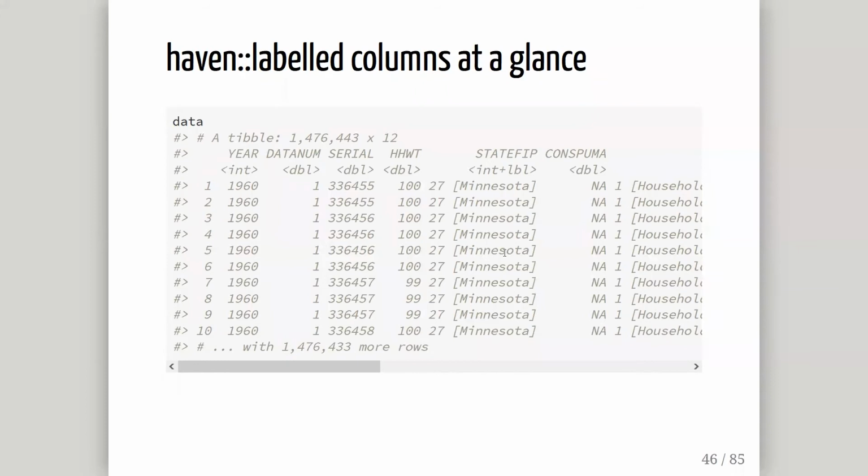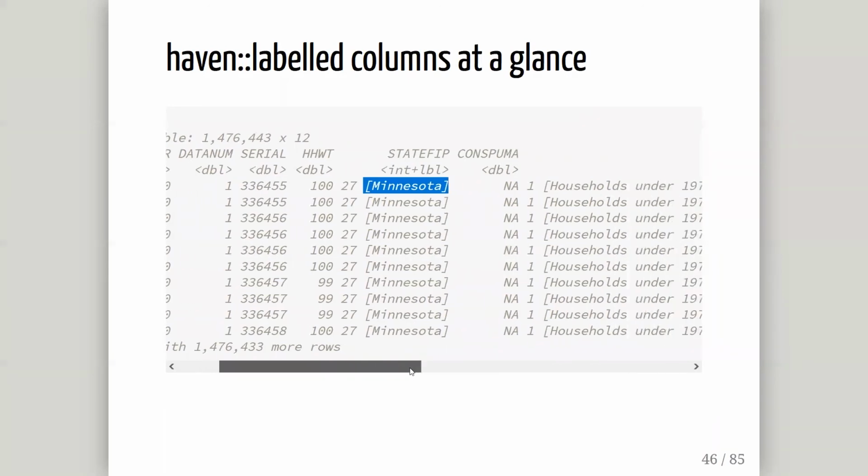So let me just take a look at what these haven labeled objects look like when you print them out. So you can see here, not all of these are labeled variables, but the first one we see here is state FIP. So this is the first clue that it's labeled. It says it's an integer plus label, and then we get the value, and then in square brackets we also get the label when we print it out. So this is right after we read in the data and you print it out, this is what you'd see.